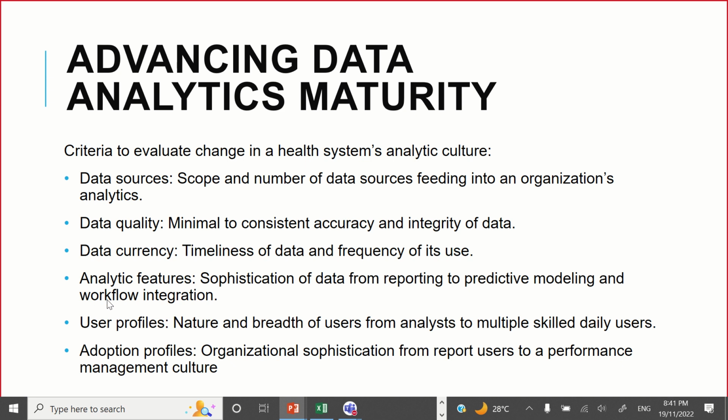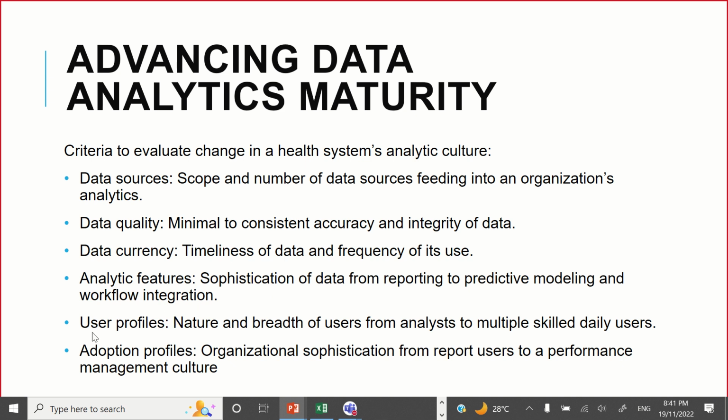And then we have the analytic features. So this is now, as an organization, what's the sophistication of data that we have, from reporting to predictive modeling and workflow integrations, in order to achieve all of those levels.